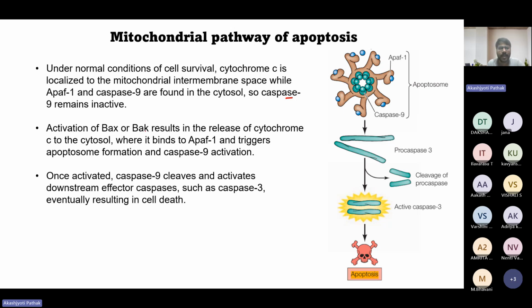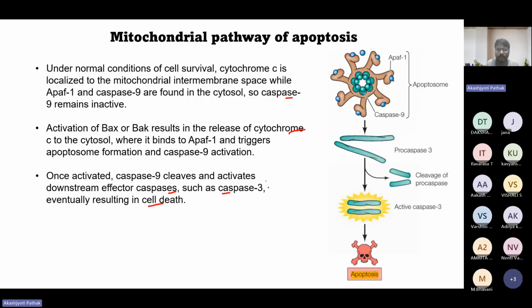But once Bax and Bak are activated, there is release of cytochrome C into the cytosol, and this cytochrome C goes and binds to the caspase 9 APAF1 complex. Once caspase 9 is activated, what will it do? This is the initiator caspase. It will cleave and activate downstream effector caspases such as caspase 3, eventually resulting in cell death.